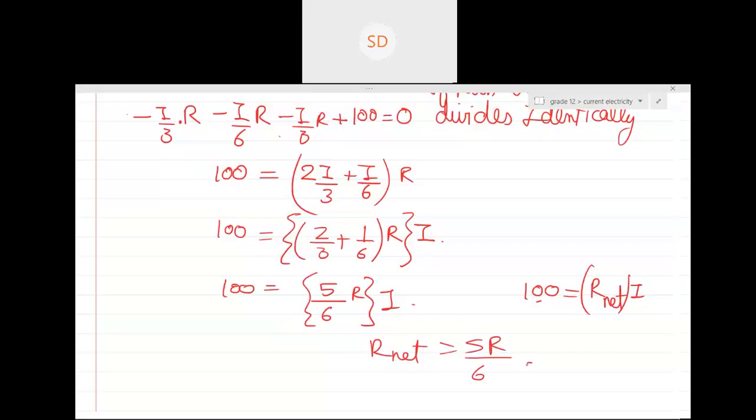Is it clear, guys? R net is equal to 5 by 6 R. By the way, this is a result, so remember this thing: whenever a cube is connected across the body diagonal, it is 5R by 6. Face diagonal 3R by 4, edge 7R by 12. Later on, we'll understand this thing. Is this clear, guys? Shall we start with nodal analysis of the same?